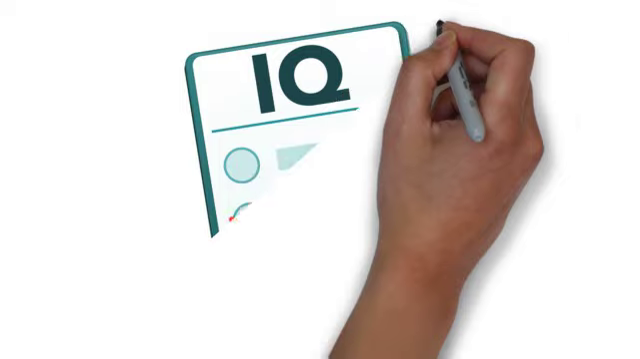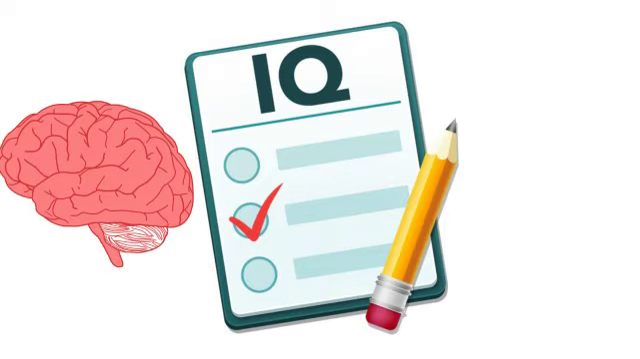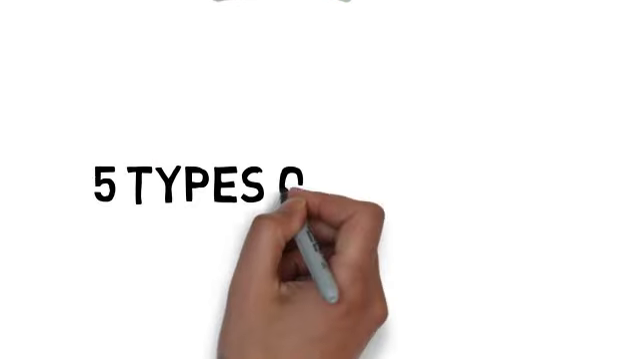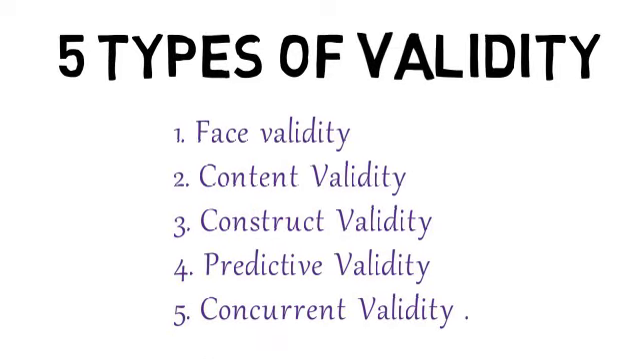Now, sa pag-construct ng test, kapag ikaw ay gumawa ng, let's say, intelligence test, dapat ay mame-measure ng test mo ang intelligence ng participant mo. Now, paano natin make sure na mataas ang validity ng gagawin nating test? Okay, so we have 5 types of validity: face, content, construct, predictive, and concurrent validity.